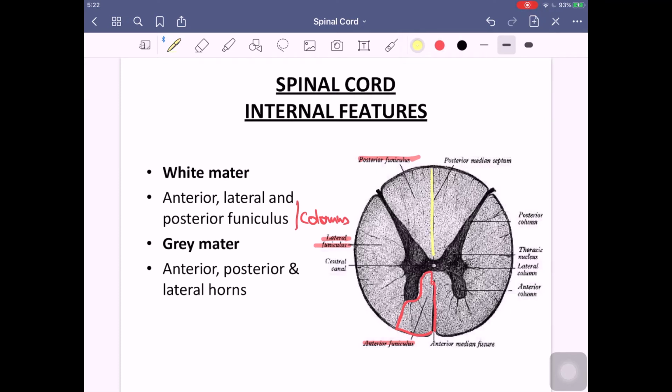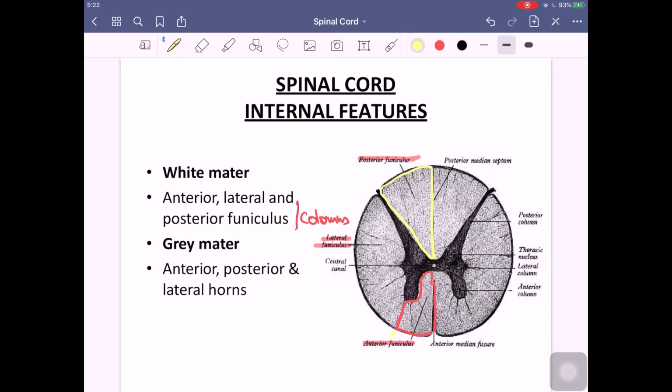Similarly, between the posteromedian septum or posteromedian sulcus and the posterior horn, this is the posterior gray horn you are seeing, and right now here you can call it the posterolateral sulcus. So the area between the posterolateral sulcus and the posteromedian sulcus, this portion, is what we call the posterior funiculus or posterior column.